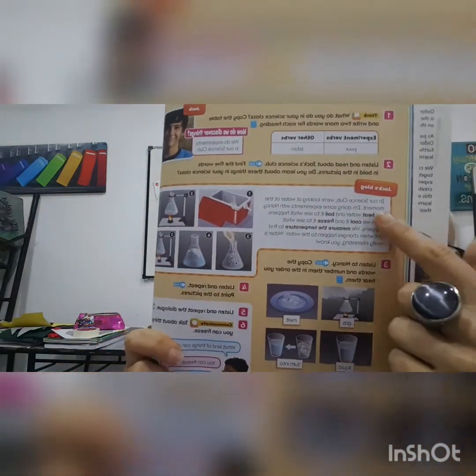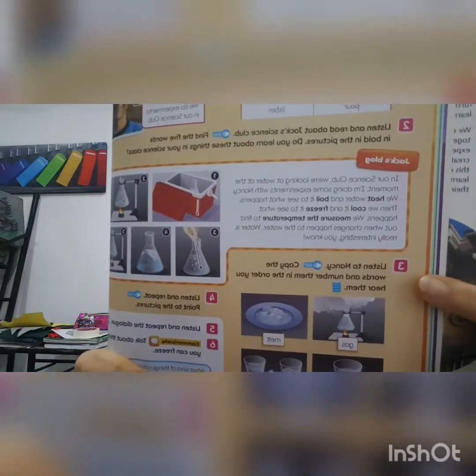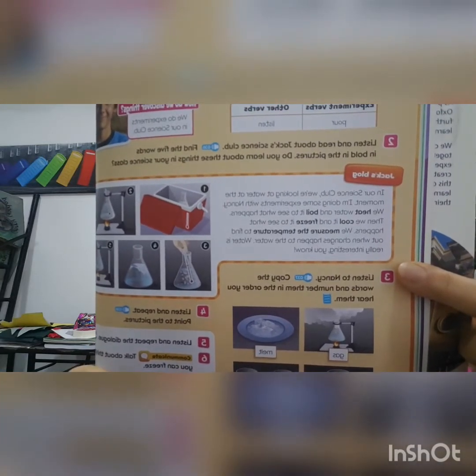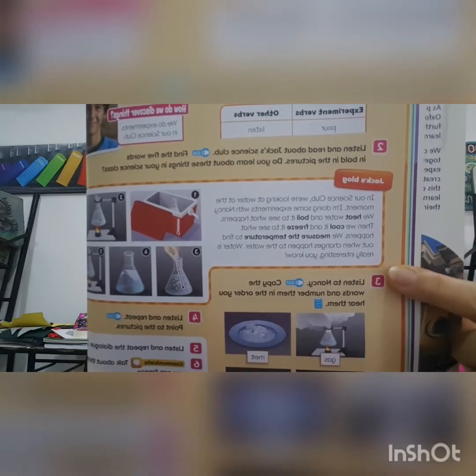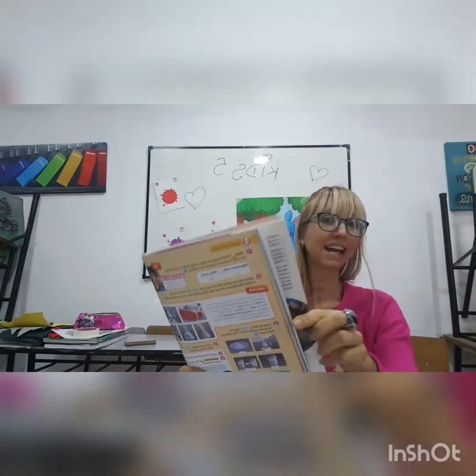We're going to focus on page 20, exercise 2. Nos vamos a centrar en esto, which has some vocabulary connected to experimenting in a laboratory. It says, in our science club, we are looking at water at the moment. I'm doing some experiments with Nancy.